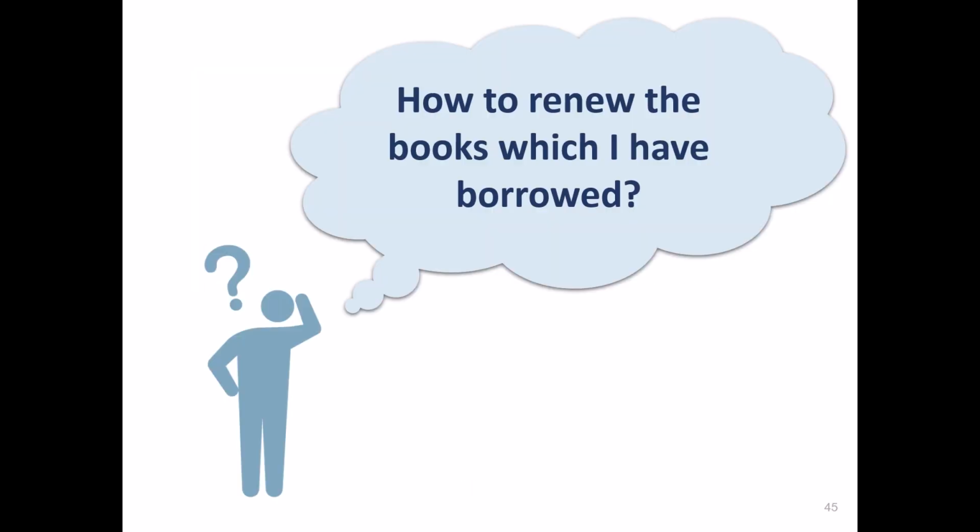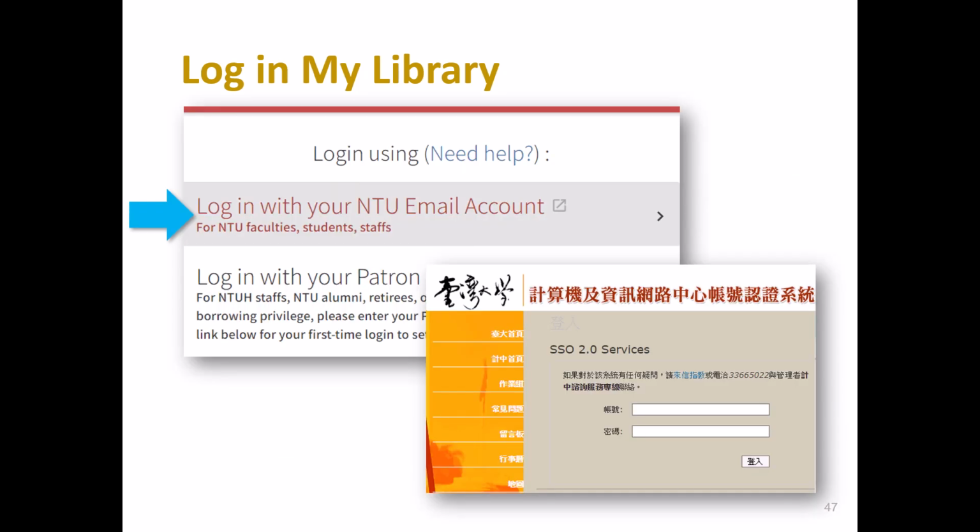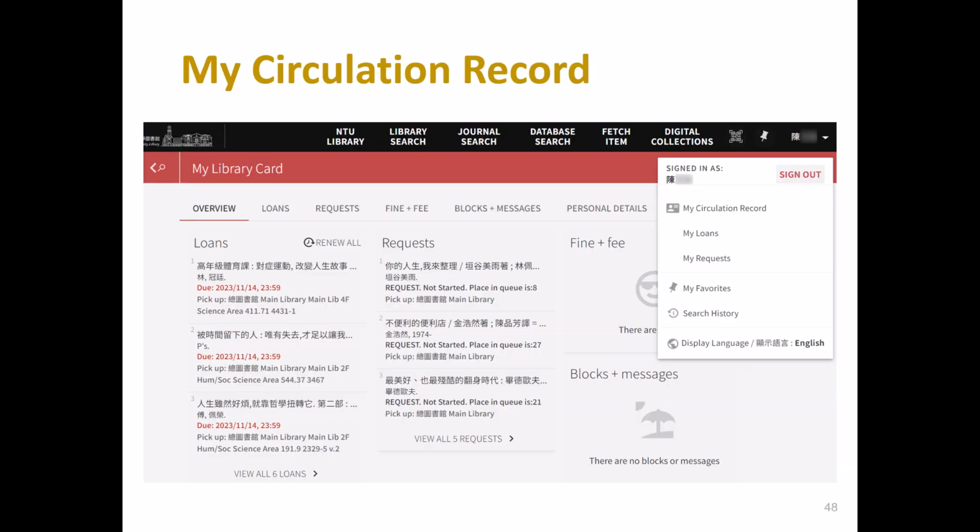So, how to renew the books which I have borrowed? Please go to the library website and click the Login My Library button under the search bar. The library account is the same as your NTU email account. After login, your name will appear in the upper right corner of the web page. Click your name and select My Circulation Record. Then you can view and manage your loans.